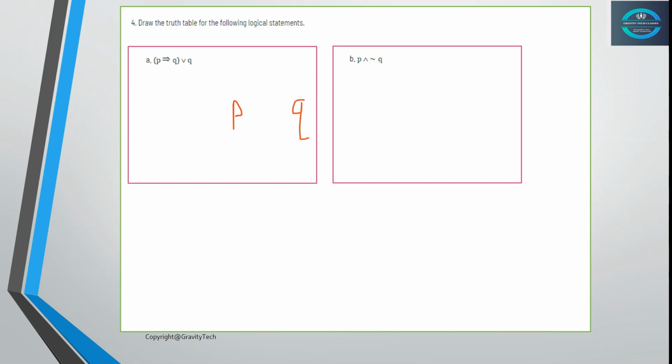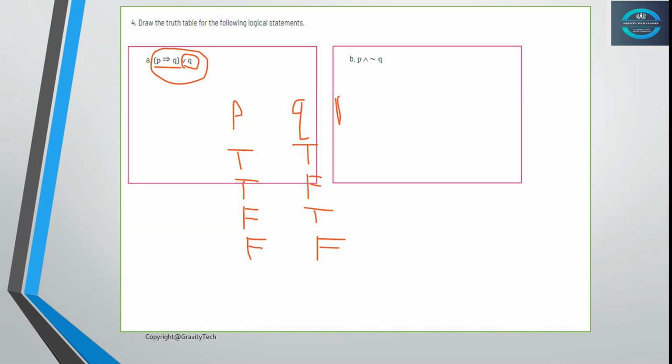So what is P and Q? There are only two, so there will be four entries, right? So T, T, F, F. And then here it will be what? T, F, T, F, correct? This is going to be P, Q. Now you want P implies Q. In this whole expression, we first have to find P implies Q and after that combine it with Q.